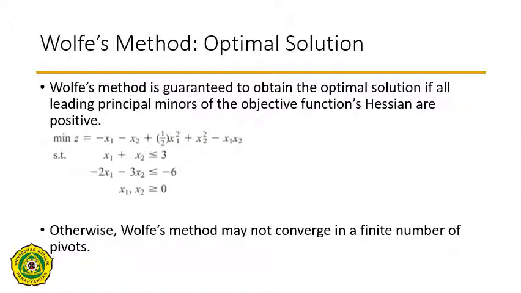The final note is that Wolfe's method is guaranteed to obtain the optimal solution if all leading principal minors of the objective function's Hessian are positive. In other words, the objective function is a convex function, which we checked at the beginning before we solved the problem. When it is not a convex function, Wolfe's method may not converge in a finite number of pivots. So that's the end of this video on how we can use Wolfe's method to solve the quadratic programming problem.